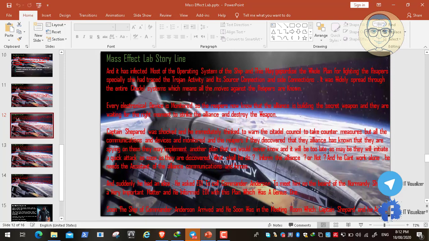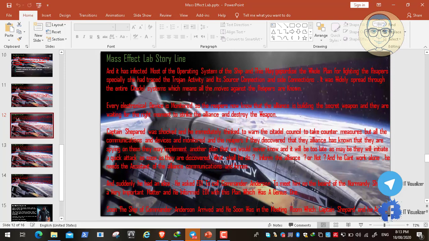Okay, and maybe if they discover that we know they are spying on us, they will initiate a quick attack. So what shall Captain Shepard do? Should he inform the Citadel Council, or should he not? If he does not inform the Alliance or the Citadel Council, he cannot work alone. He needs the assistance of the Citadel Council, the forces of the Alliance, and the help of the other species. So what should he do?